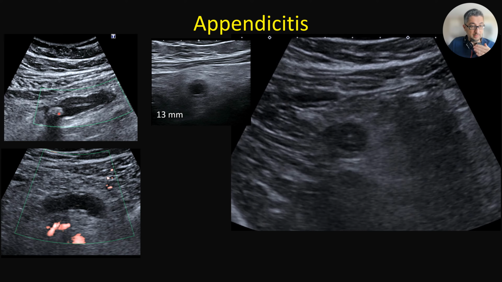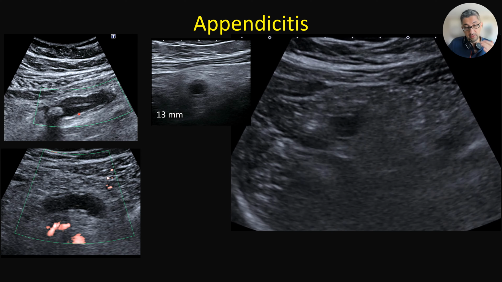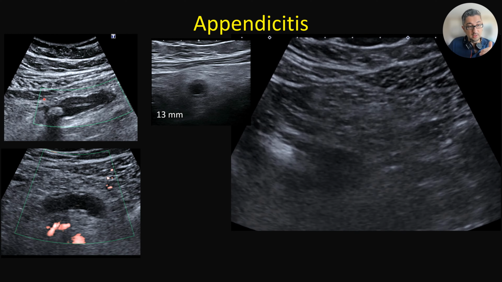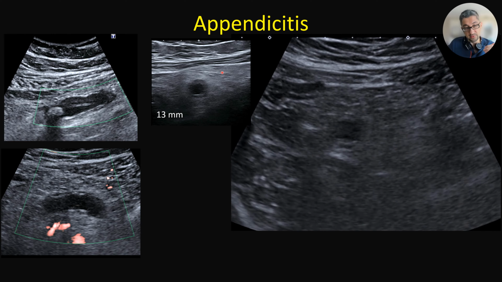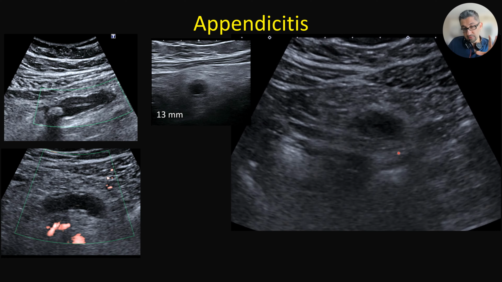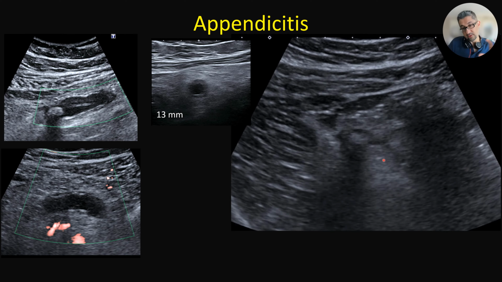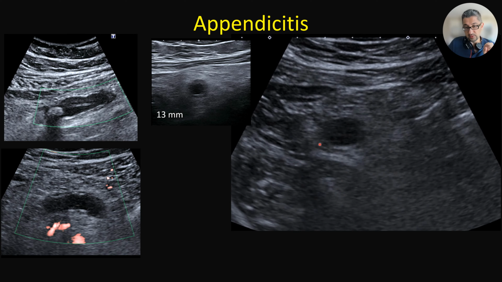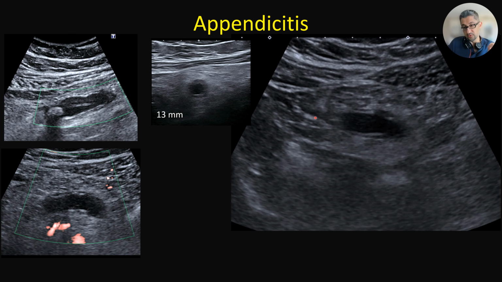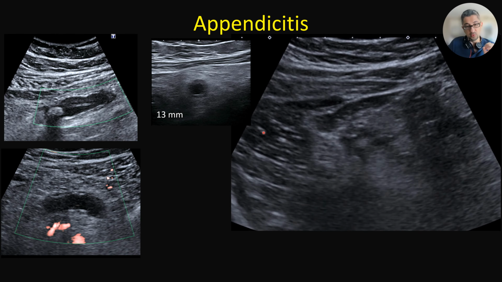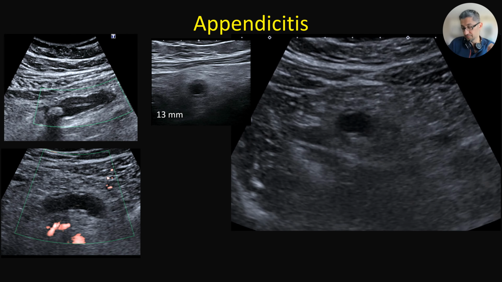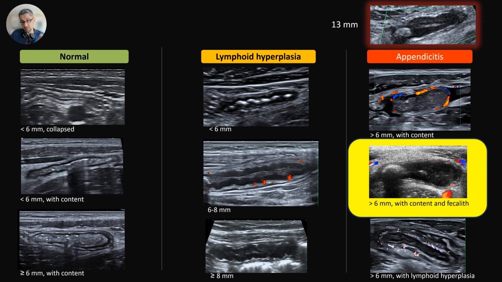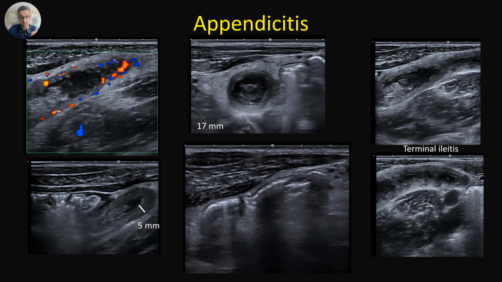Another appendicitis with a fecalith, distended to 13 millimeters. There is no hyperemia on Doppler assessment. There is increased echogenic fat around the appendix. I'm calling it increased echogenicity because it's more pronounced around the appendix and it's not uniform in the right lower quadrant. So falling into the same category: over 6 millimeters, filled with content, and with a fecalith.